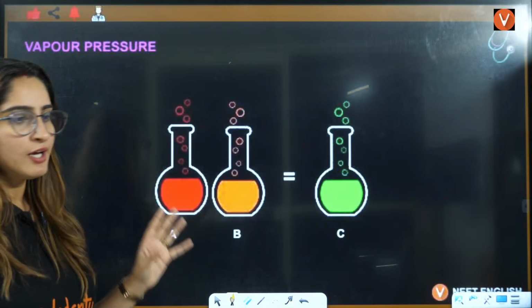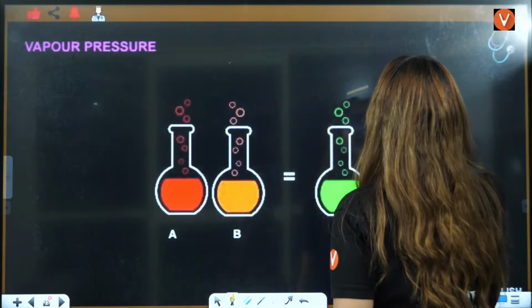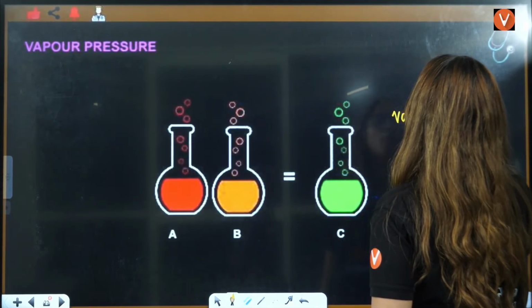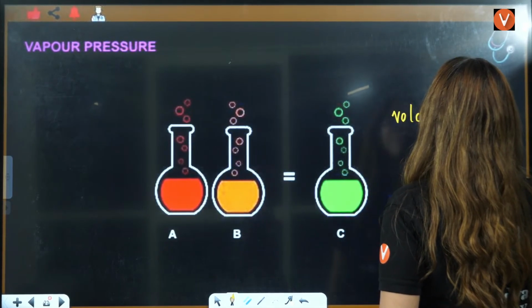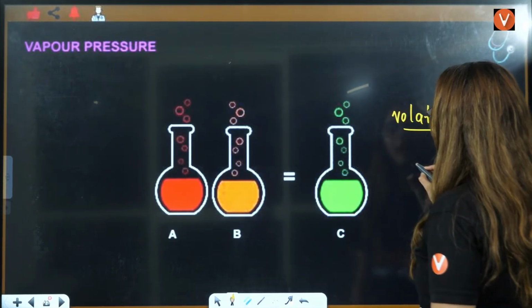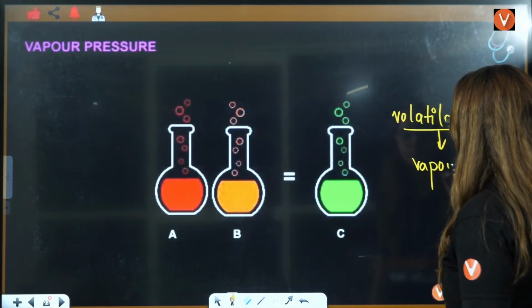See one thing. Whenever we talk about volatile compounds, tell me, what are volatile compounds? The ones which are able to form vapor.